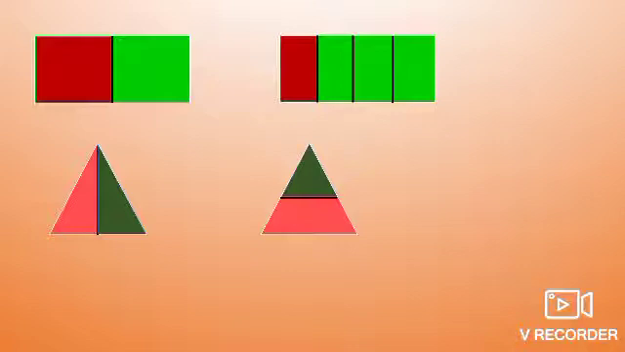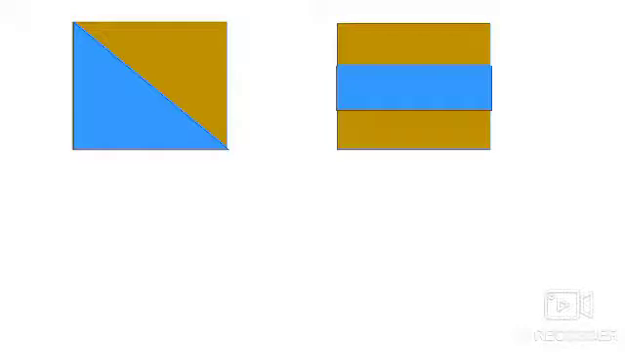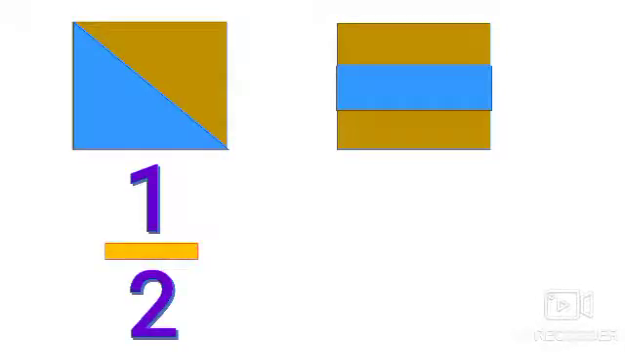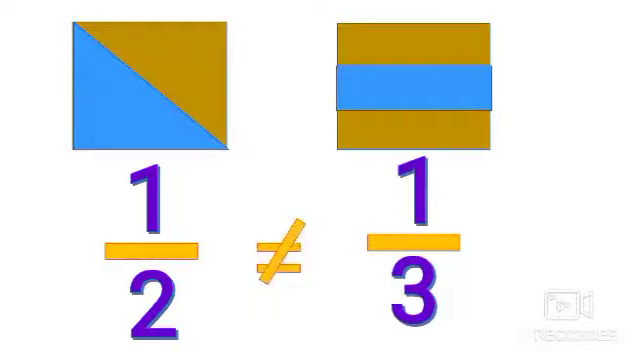Similarly, this rectangle is divided into two parts, four parts, and only one part is colored, but the position of the colored part has changed. If you see this example, again these are two squares. One is divided into two equal parts, the next is divided into three equal parts, but the position of the colored part has changed. For the first one the fraction is 1 upon 2 and the second one is 1 upon 3. But these are not equivalent fractions. Why? Because the most important thing, the position of the colored part, has changed.